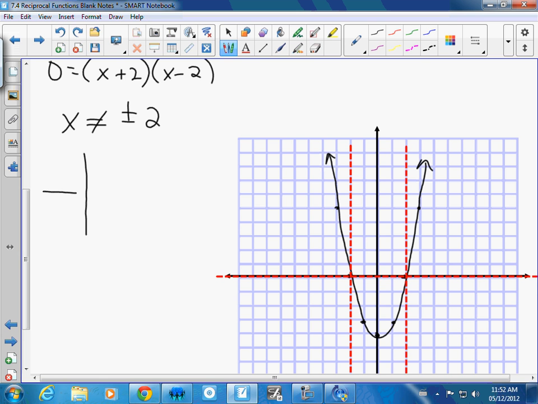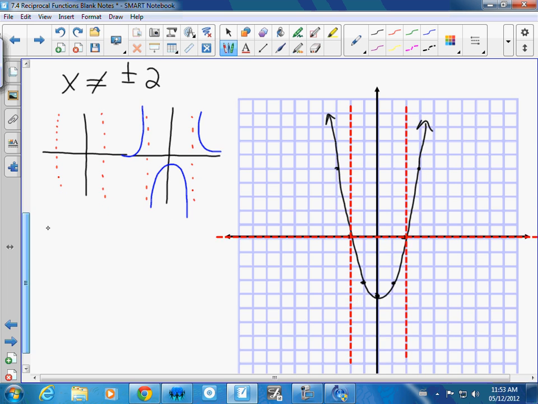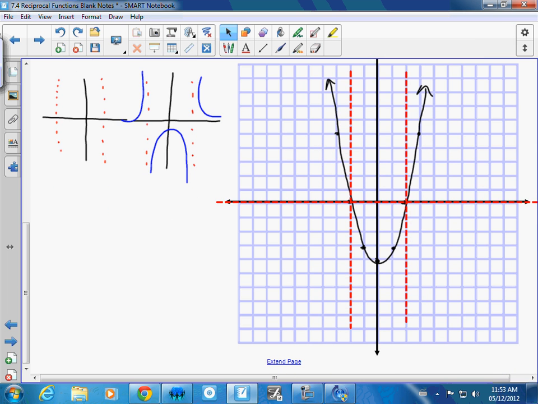Here's your x and y axis. I'm going to put in some asymptotes. There's one and there's one. The pattern is either going to be one of 2 ways. It's either going to be this, this, and this. Right? It's going to look like that. Or it's going to look like this. That's kind of crazy.